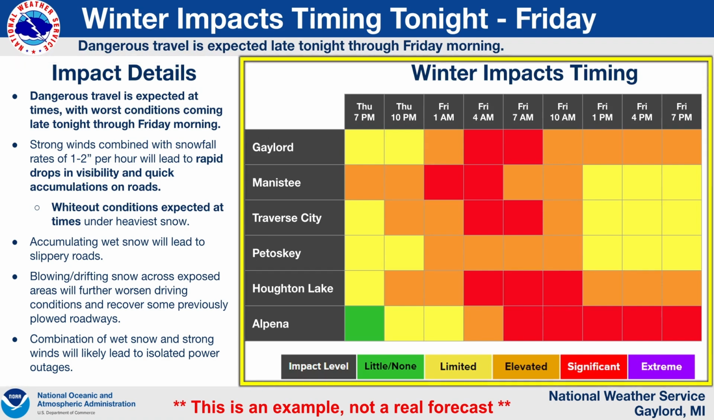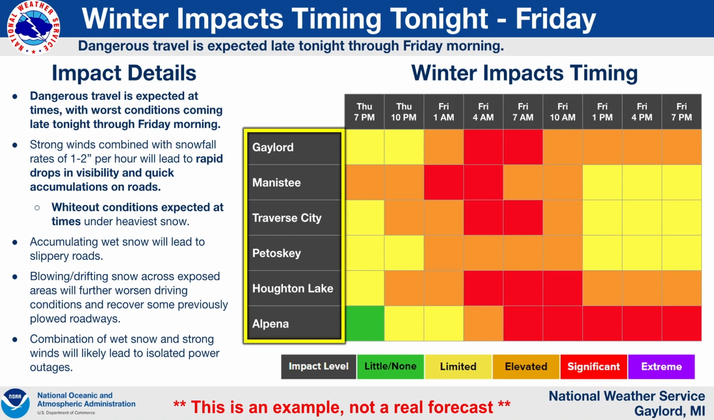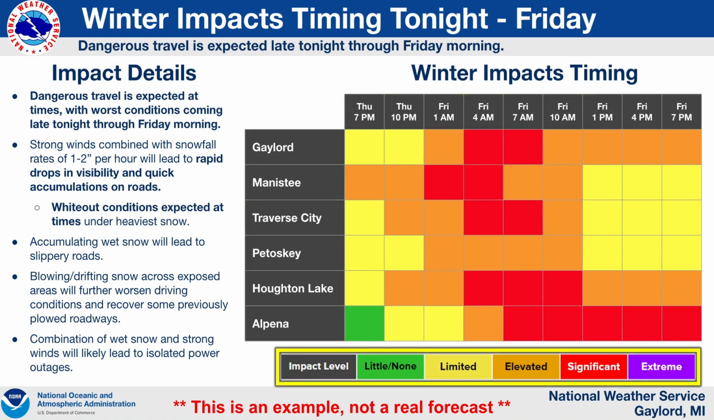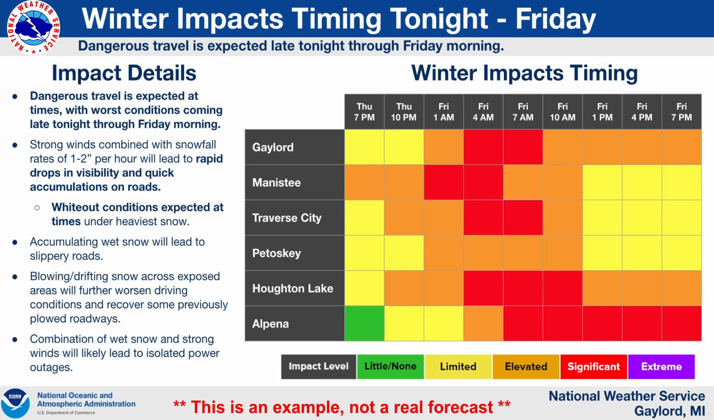The right side of the slide is where you'll find the table displaying the forecast timing of impacts for select locations across northern Michigan, where cities are shown along the left side, day and time intervals are along the top, and the impact level legend is shown at the bottom. Impacts are separated into 5 different levels ranging from little to none to extreme. Little to none indicates that little to no driving impacts are expected at that location during that time frame.